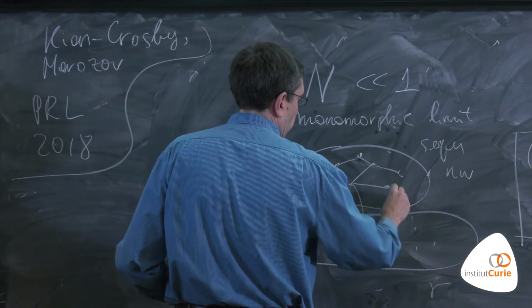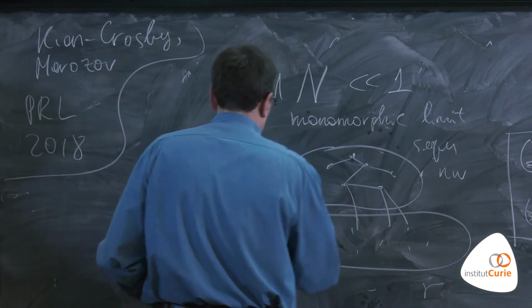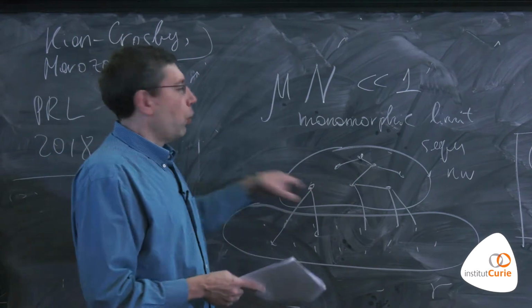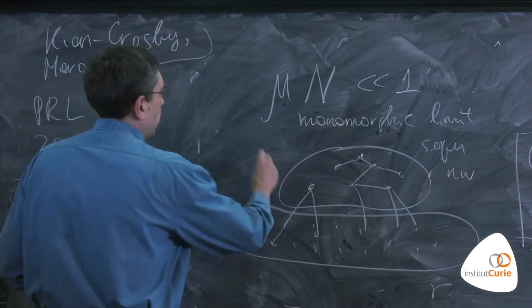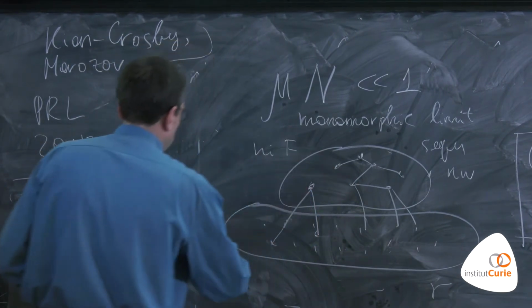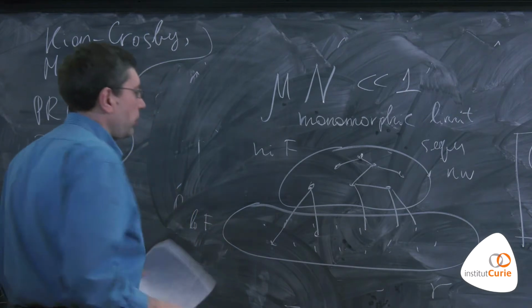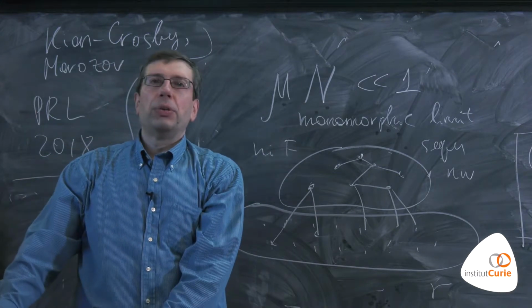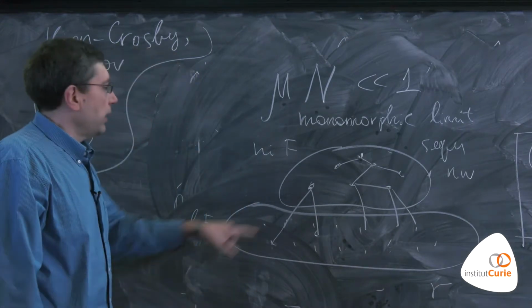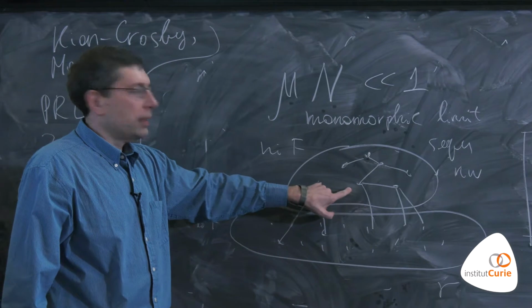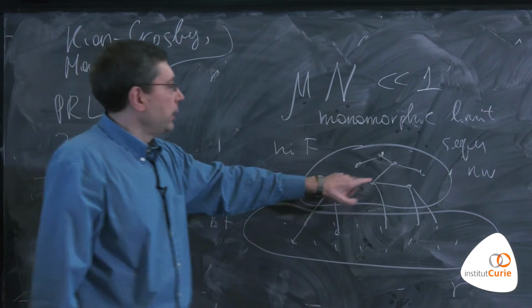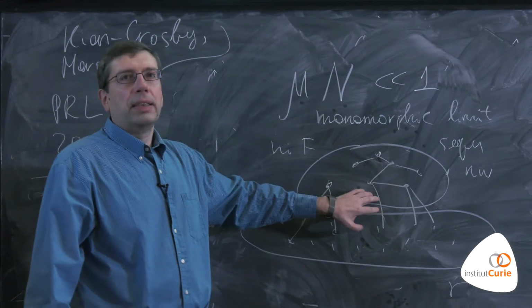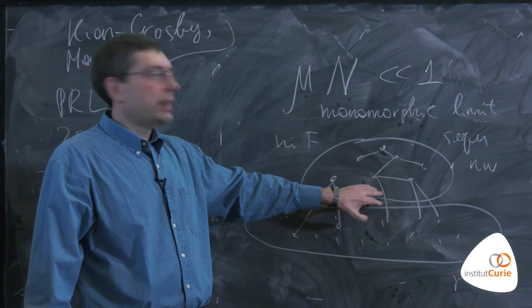So there are connections between planes. But in this monomorphic limit, you only walk the upper plane. So this is high fitness. This is low fitness. And you can never take your entire population to the lower plane. So in a sense the number of links is not uniform anymore, right? There could be highly connected nodes and nodes that are disconnected or less connected.